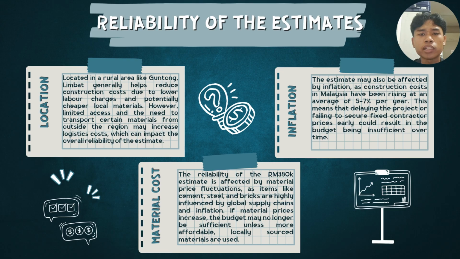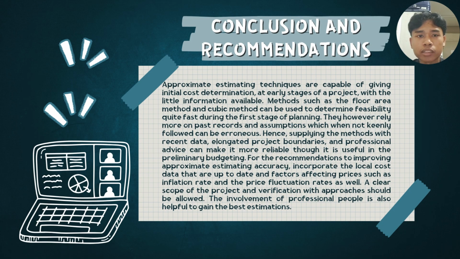The reliability of the RM 380K estimate is affected by material price fluctuation, as items like cement, steel and bricks are highly influenced by global supply chains and inflation. If material prices increase, the budget may no longer be sufficient unless more affordable, locally sourced materials are used. Conclusion and recommendation.